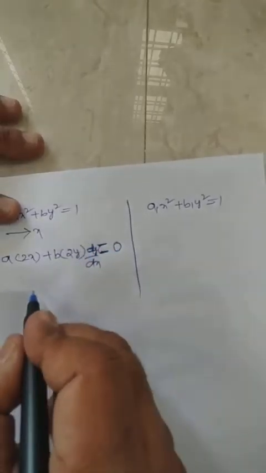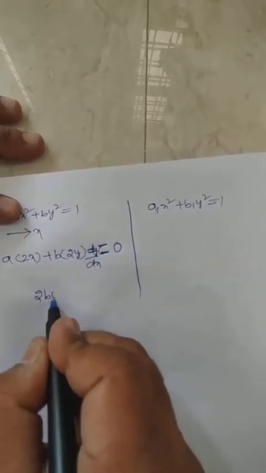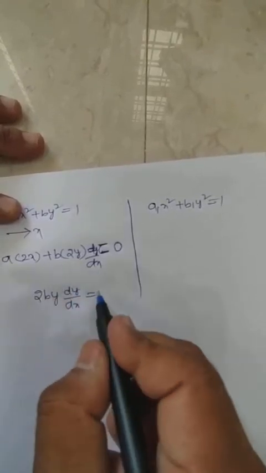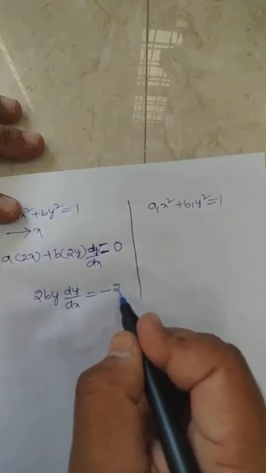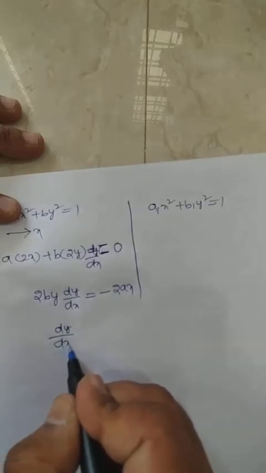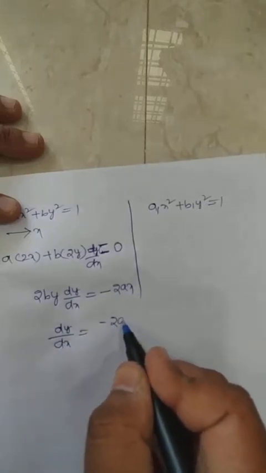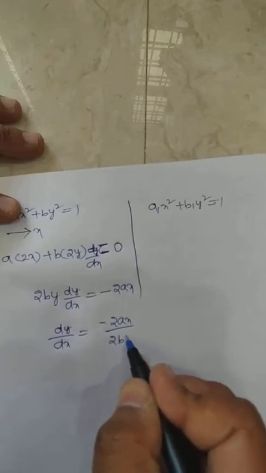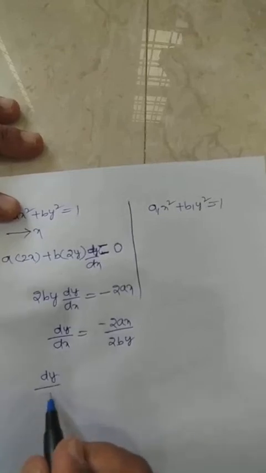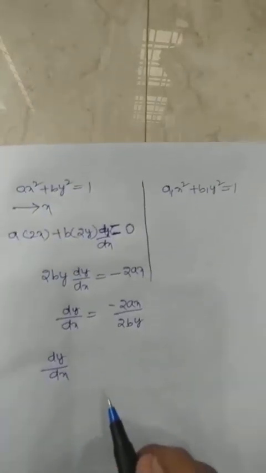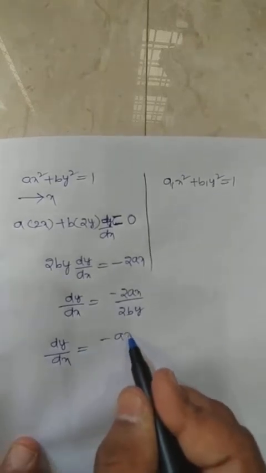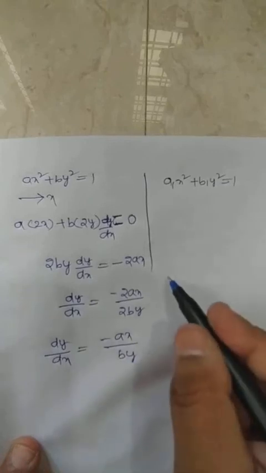From this I could get 2by into dy by dx is equal to minus 2ax. So dy by dx for this curve is minus 2ax by 2by. The 2 gets cancelled, so dy by dx is equal to minus ax by by.